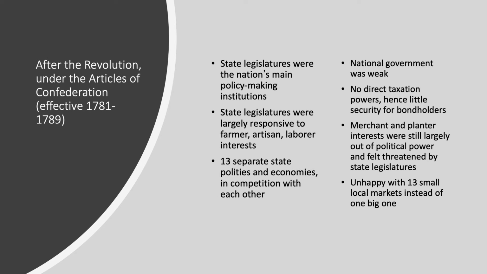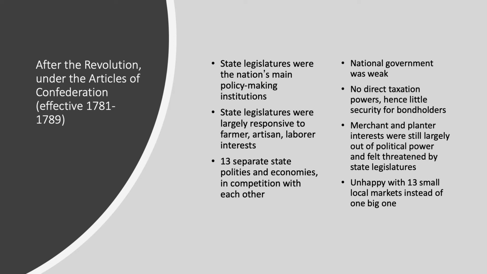After the Revolution ended, during the years 1781 to 1789, under the Articles of Confederation, state legislatures were the main policy-making institutions in the country. Congress was actually very, very weak. The state legislatures were largely responsive to the more radical, more democratic interests that represented ordinary people.